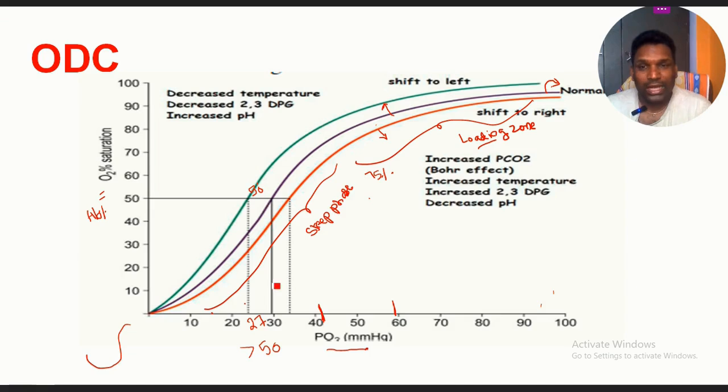Now I can tell you the significance of studying the curve. The curve allows greater uptake of oxygen in the lungs in spite of variation in the alveolar partial pressure. That means tissues are supplied with enough oxygen according to the demand of the tissues.